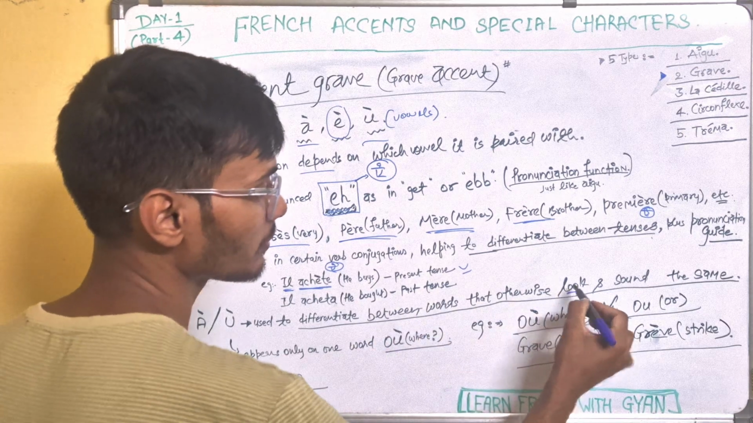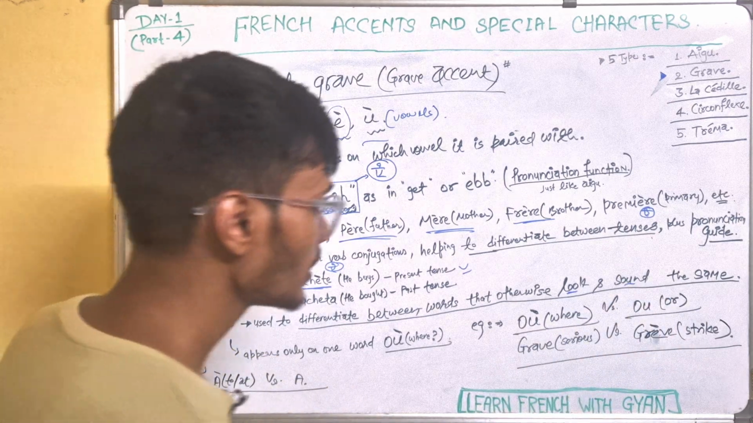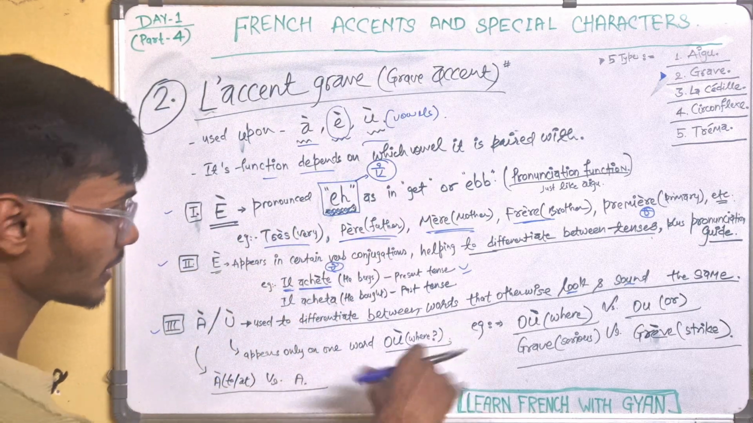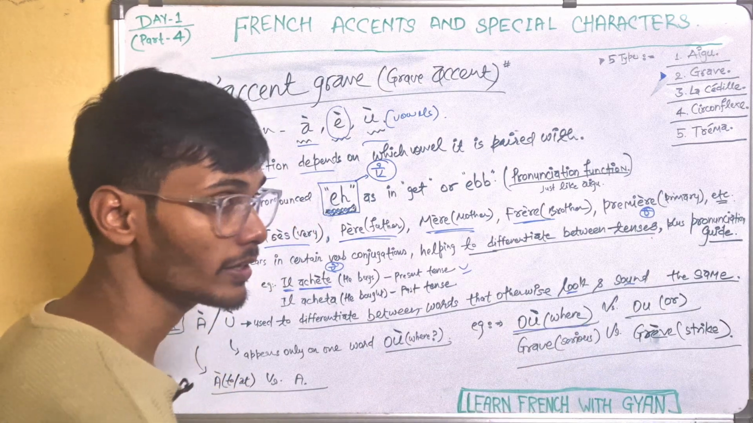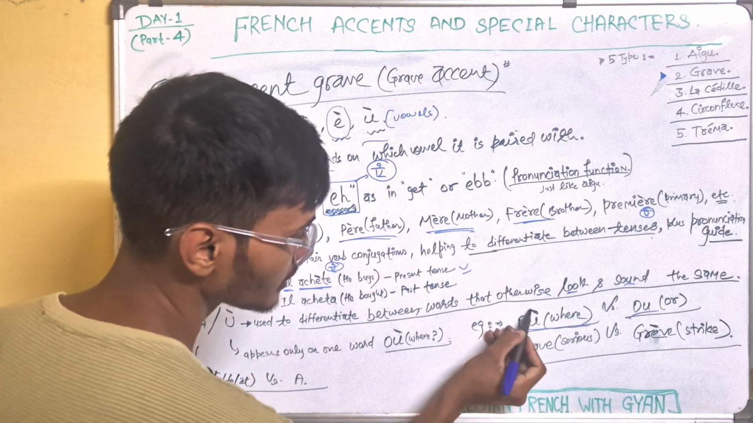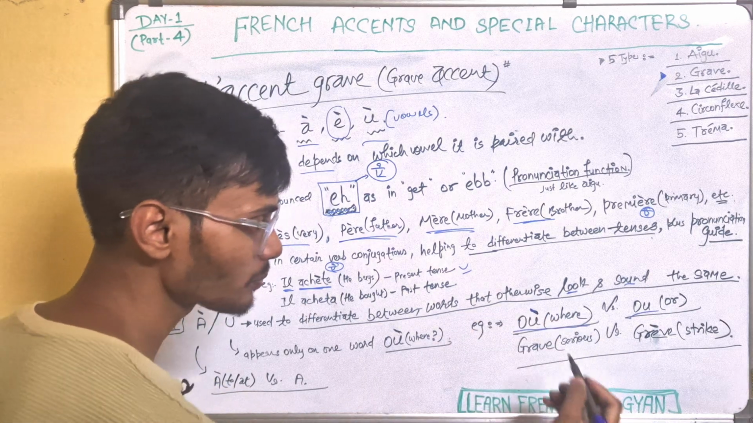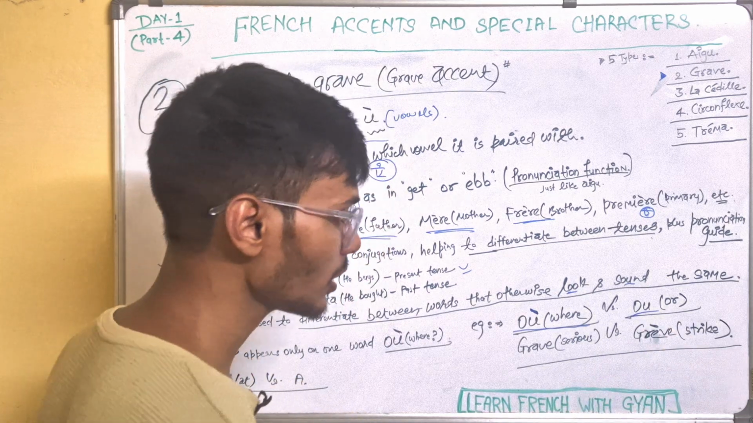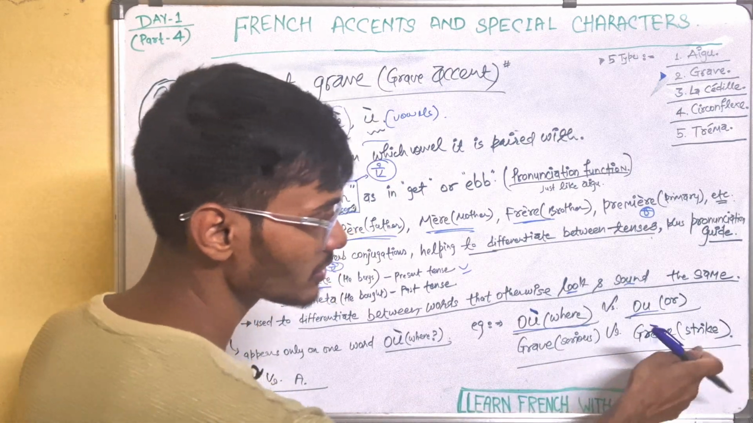If they look the same, they are homonyms; if they sound the same, they are homophones. In both cases, they are used to differentiate between two words. So let's take this example: où means where, and this ou means or. Why this difference? Because here the accent grave is written, which clearly indicates this word as where, which can be used as a question word, while this ou is used as a conjunction, or. And here the second example: grave means serious, and this grave means strike.